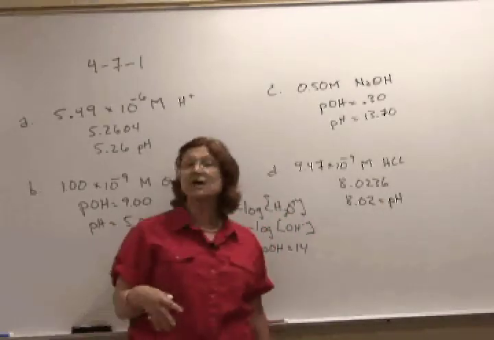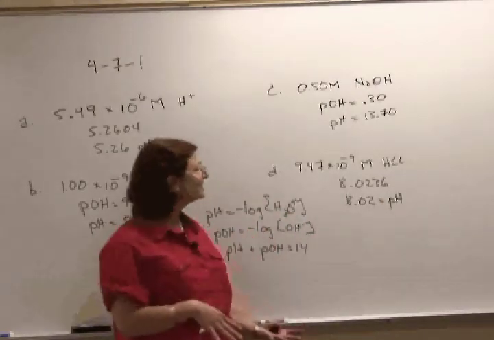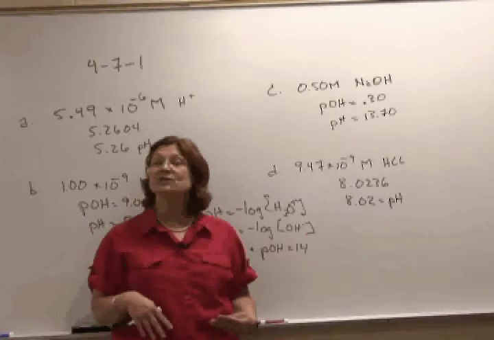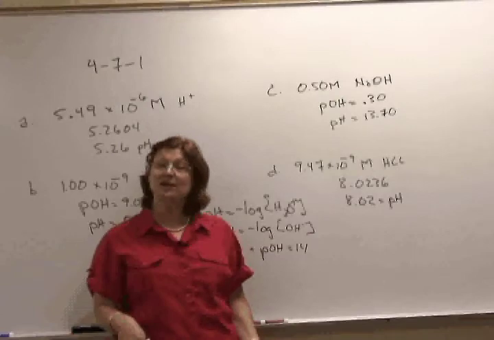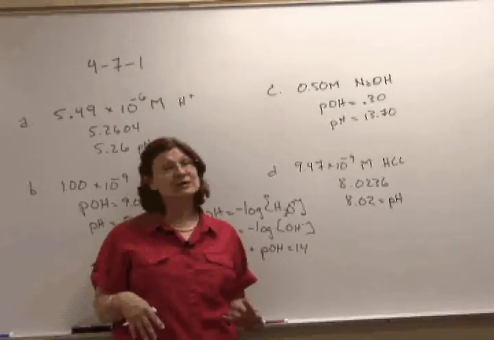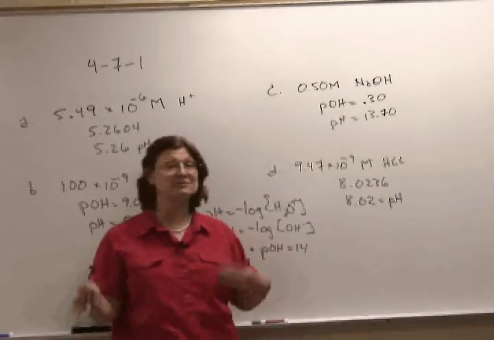Whenever I have hydrogen ions or a strong acid, I can go directly to my pH. If I'm given a hydroxide or a base, then I'm getting a pOH. And it's very important that we distinguish between those two types of problems.